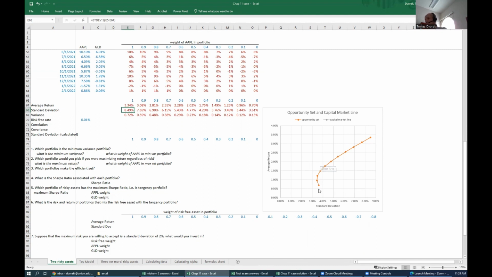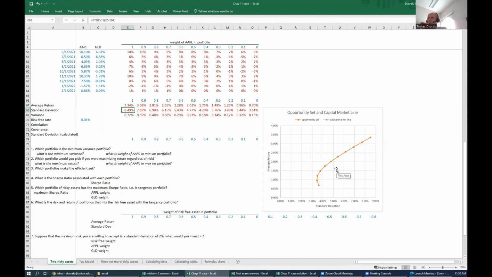So these are 11 different data points, each representing risk and return of different portfolios. We call this our opportunity set, right? These are the opportunities that we have if we have only Apple and Gold, and we have to mix them. So we can create different portfolios, and these are the different combinations of risk and return that are available to us.